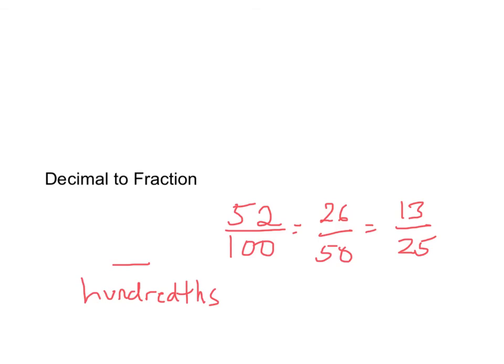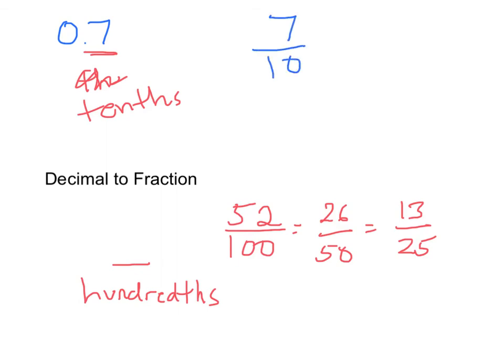Alright, let's pick another number here. So if I have 0.7 and I want to figure out what that is as a fraction, you see here that 0.7 ends in the tenths place. Sorry guys, in the tenths place. Because it ends in the tenths place, all I'm going to do is take that 7 and write it over 10. So this number here is what you write as your denominator. This number here is what you put as your numerator.